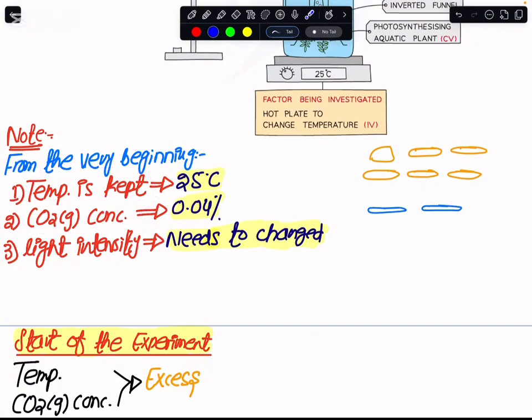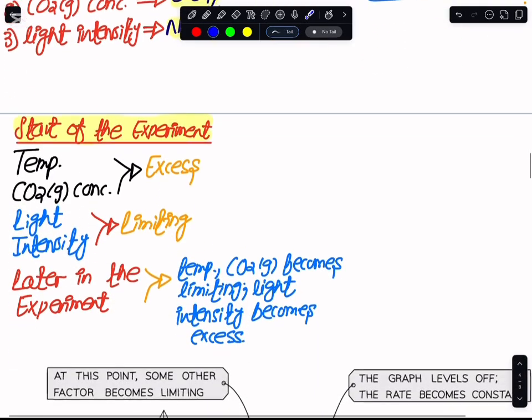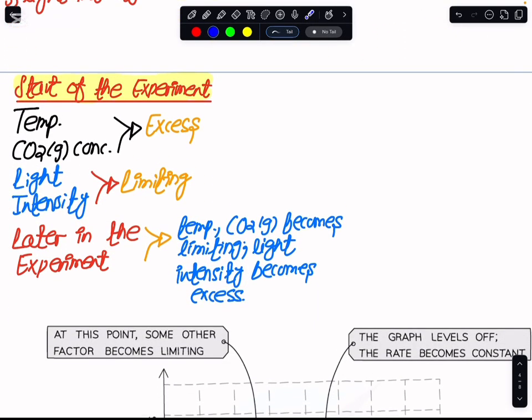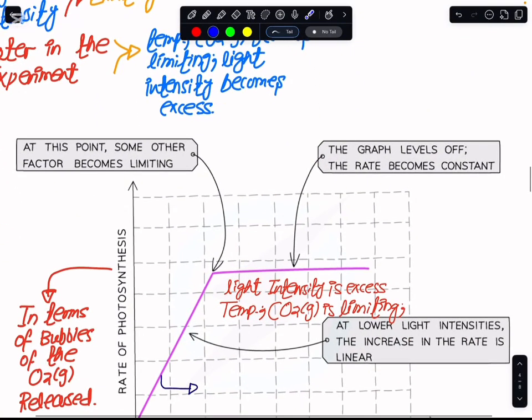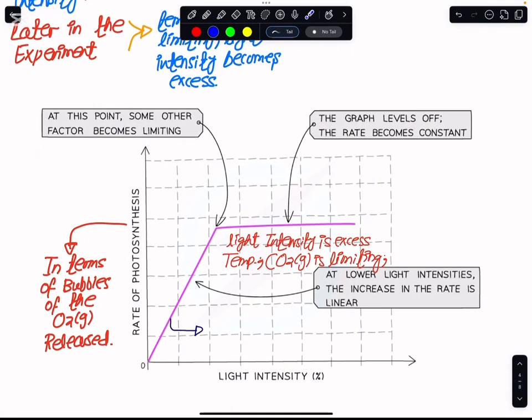would be acting as excess. Later they would become limiting. Initially, when the light intensity is at a very minimum value, it would be acting as limiting, but later when we increase to a maximum value, it would become excess. So, as I said above, the temperature and the carbon dioxide concentration initially would be acting as excess reactants, and the light intensity would be acting as limiting. But later in the experiment, the temperature and the carbon dioxide gas would become limiting and the light intensity would become excess.